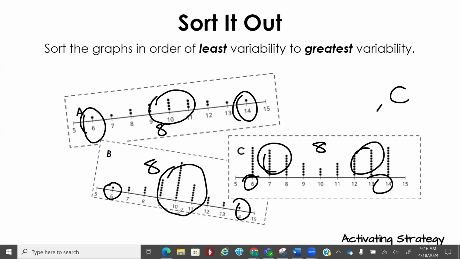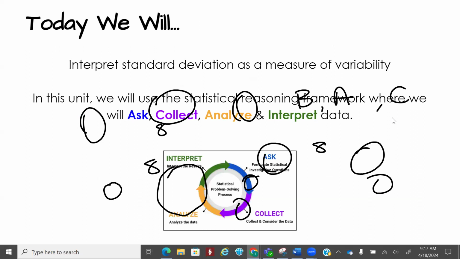Do you agree? B, why? Because it has the most. These are very similar, and you could probably argue for one or the other. I went with B as my least, and then A, and then C. Now, that being said, these could be flopped. We didn't calculate the standard deviation, which is what we're going to talk about today.